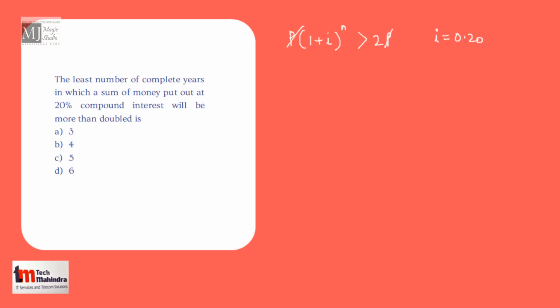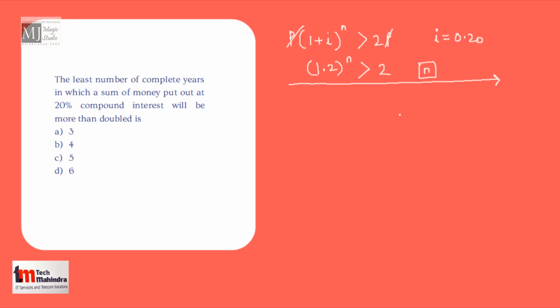So if I cancel out P, 1.2 to the power n is greater than 2. I need to find the value of n. Fine, we can calculate this. But why would we be calculating this?